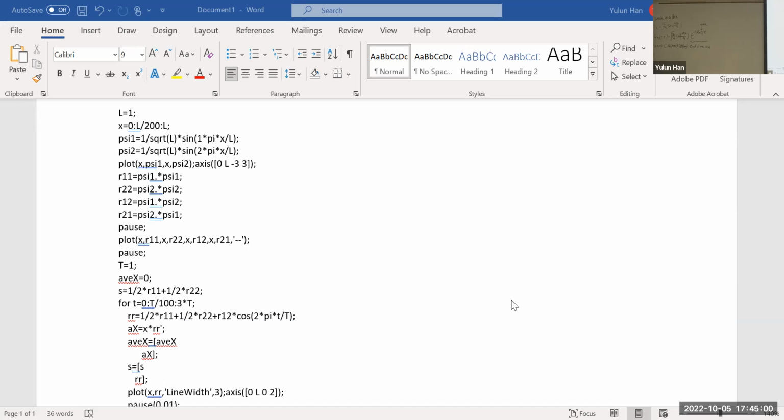So this is our initial condition at time 0. And at any other time, we need to do the probability density.